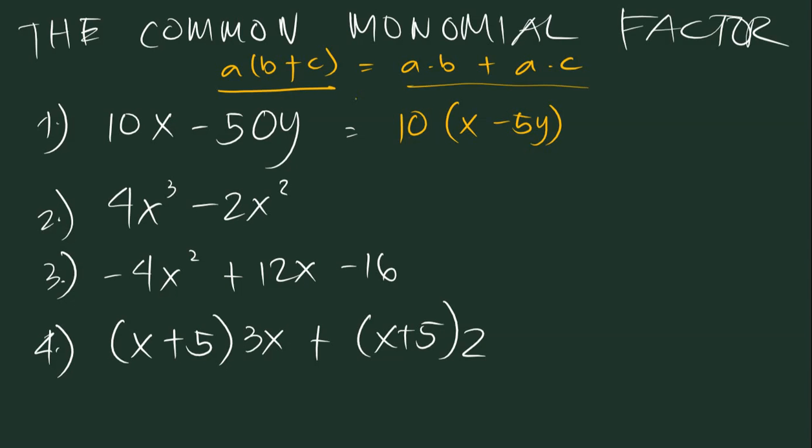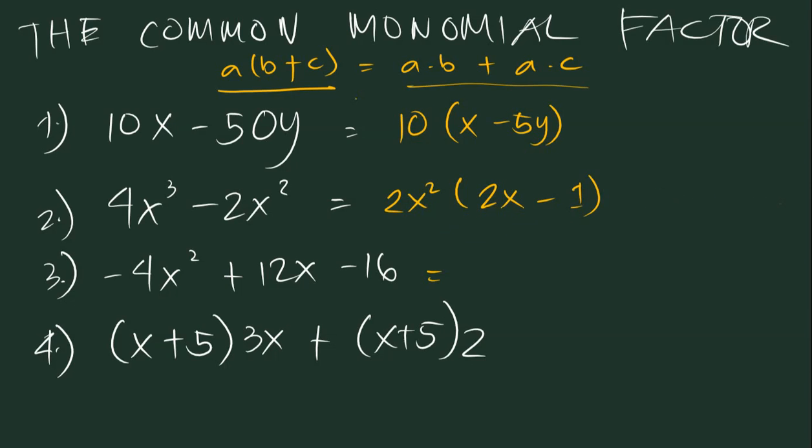Okay, so let's have another example. 4x cubed minus 2x squared. Now what do you think is the common factor? It is 2x squared, right? 2x squared, because 2x squared will have 2x minus 1. So let's check. We multiply this, what do we get? 4x cubed. And we multiply this, minus 2x squared. Okay? So that's the answer for this particular item.